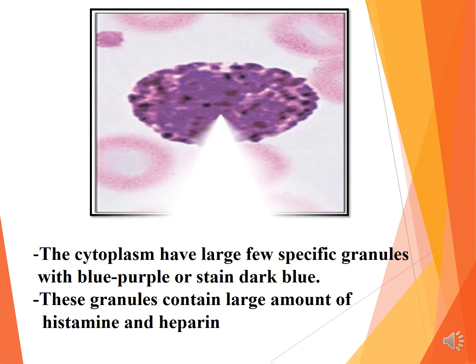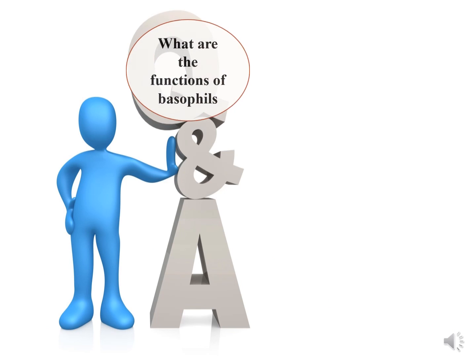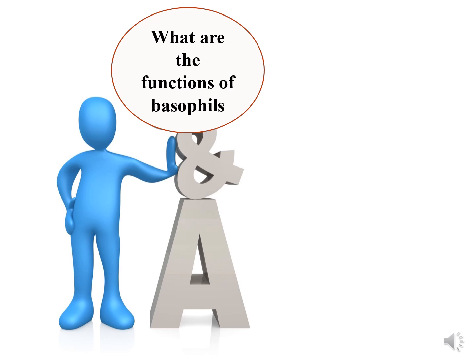The cytoplasm has large, few specific granules. مثل ما نلاحظ هذه الجرانيولز اللي تملي السيتوبلازم وتغطي حتى النيوكليوس وتنصبغ باللون blue purple or stain dark blue. These granules contain large amounts of histamine and heparin. إذا هذه الجرانيولز هي عبارة عن histamine وهيبارين materials. What are the functions of basophils?